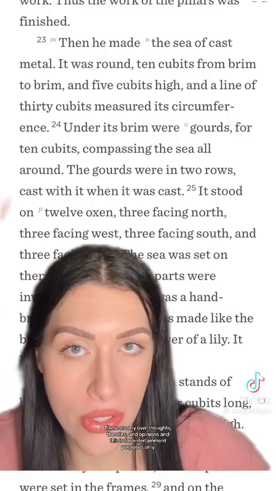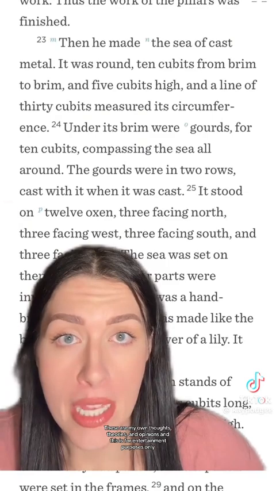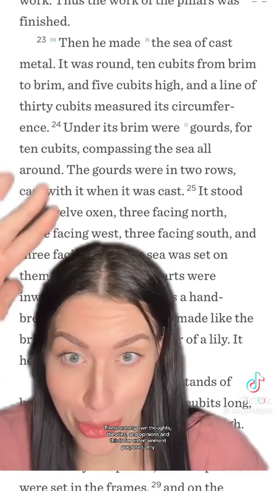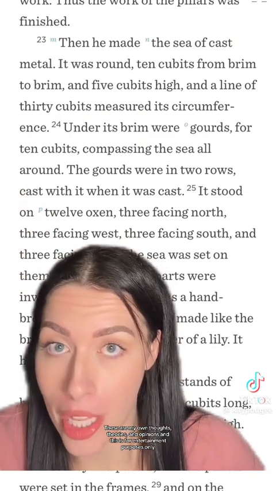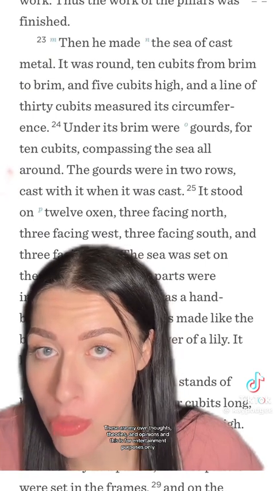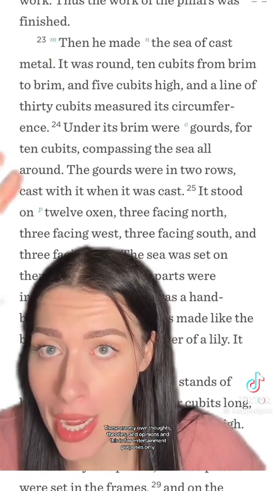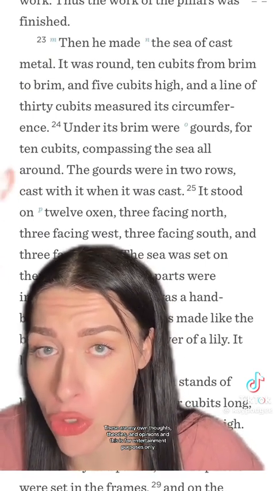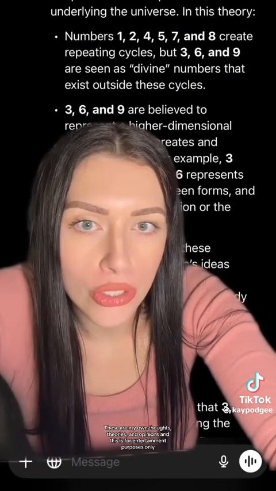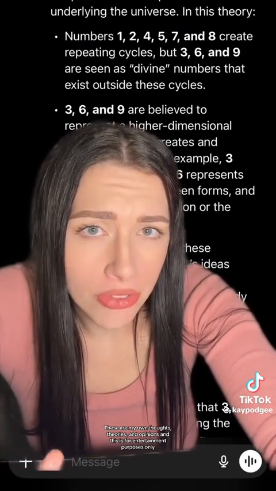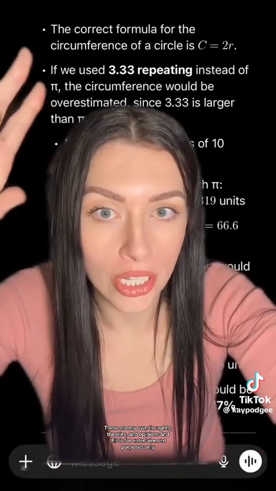So in 1 Kings 7:23, it says, "Then he made the sea," I think this is the waters above, "of cast metal. It was round, 10 cubits from brim to brim and 5 cubits high, and a line of 30 cubits measured its circumference." So I started plugging numbers into pi to see if these worked. Stick with me, this is all gonna pull together and it's crazy.